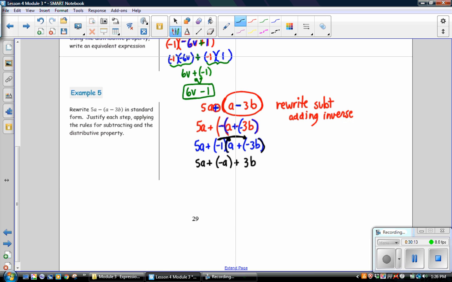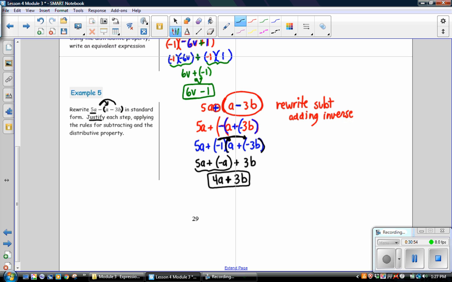Now we're going to rewrite and combine like terms. 5a plus negative a is 4a plus 3b. These terms cannot be combined because they are unlike. So our answer in simplest form or standard form is 4a plus 3b. Now let's compare that to the original problem. We started with 5a. When you want to subtract parentheses, that means you need to subtract both terms. So subtracting a, that gave us the 4a, and subtracting a negative is adding a positive. So our answer is correct.